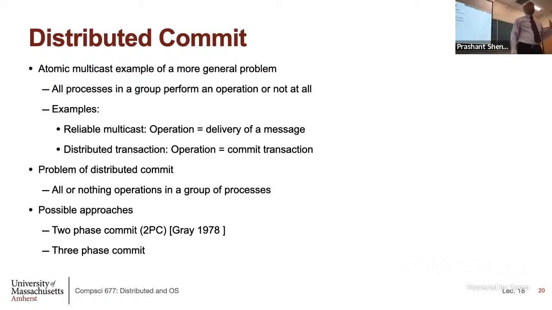Okay? So how do you solve the problem of distributed commit, where we have agreement on whether everyone has completed that operation? And if there's no agreement, then you essentially undo and abort. Say that nobody did it, so undo whatever you did. Okay? Similar to how you did this in transactions. Now the operation is no longer just a transaction. It could be any operation that you want to use for distributed commit.